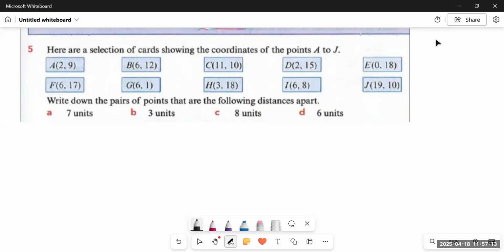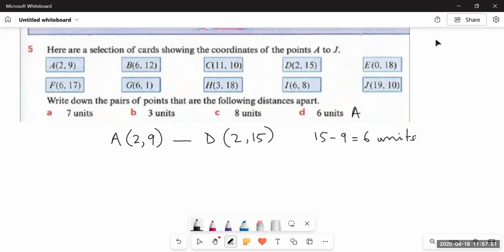So first of all, we have to figure out that if A is 2,9, is there any point having 2 or 9? So yes, in D we have 2,15. And apart from that, we have no other points that are similar to either 2 or 9. Okay, so 2,9 and 2,15, the distance between them is 15 minus 9 is equal to 6 units. So we can say that for part D, 6 units, the distance between these 2 points, A and D, is 6 units.